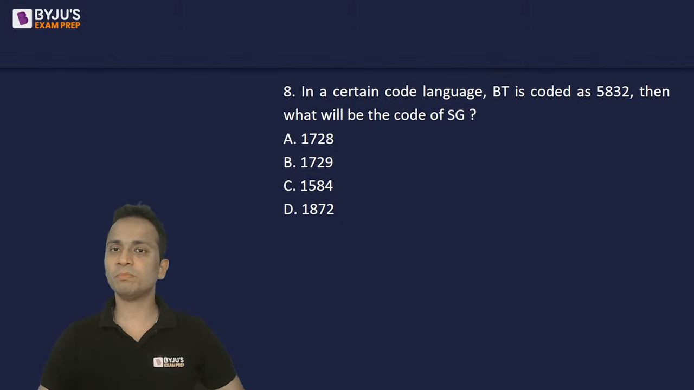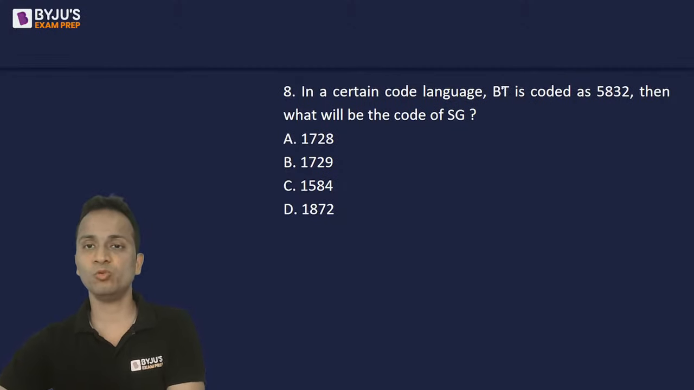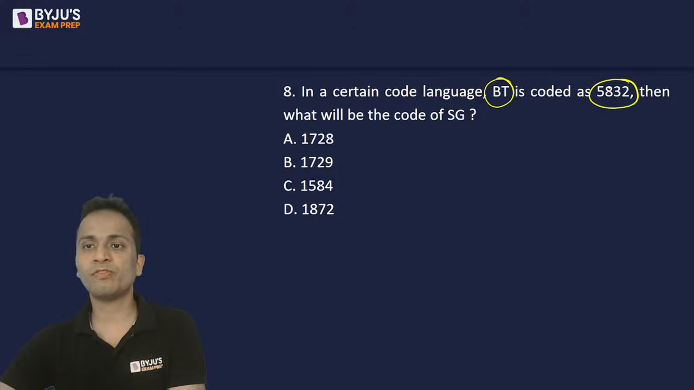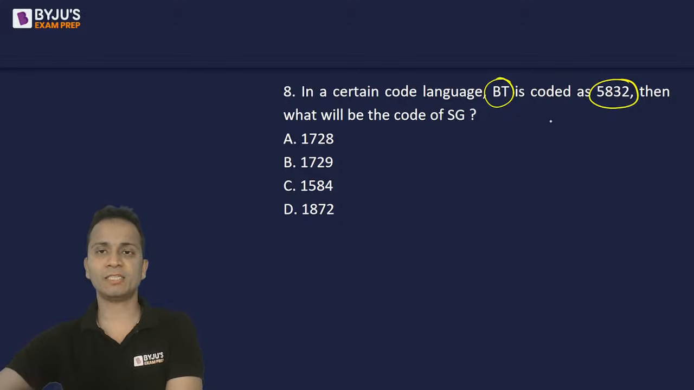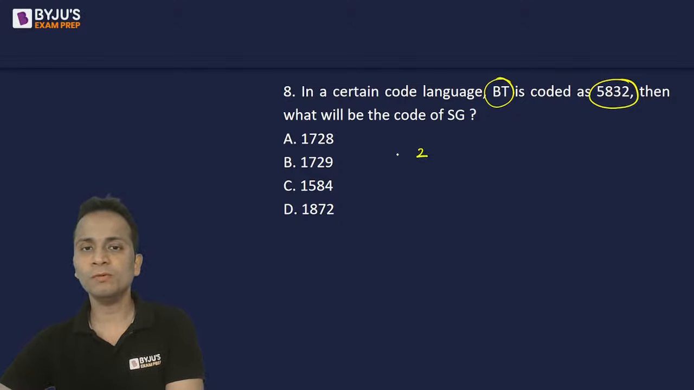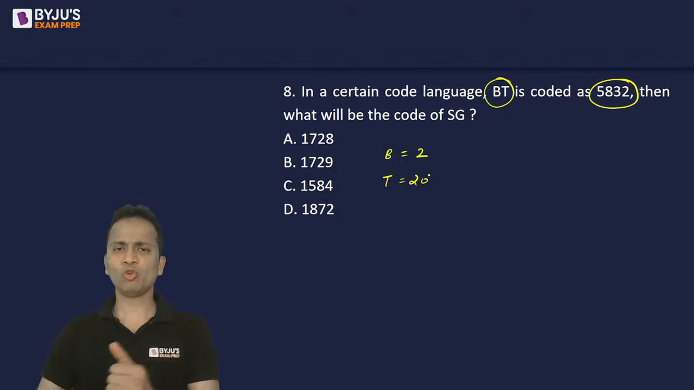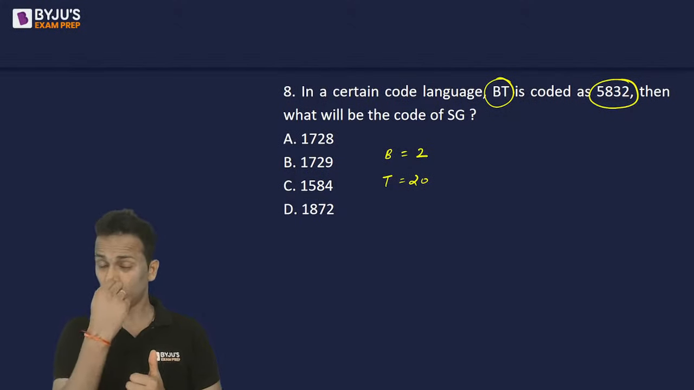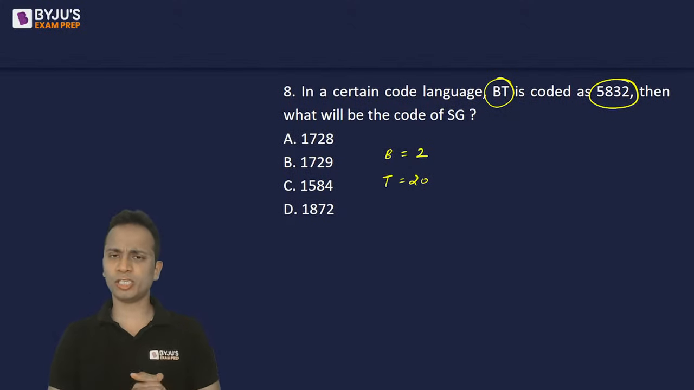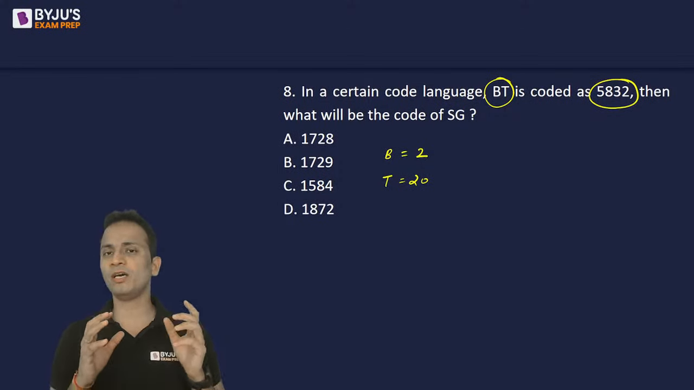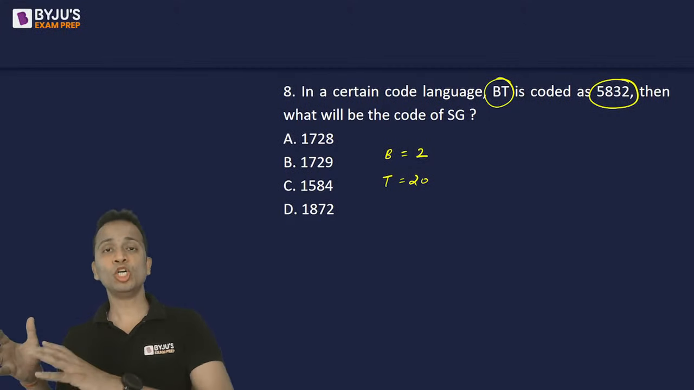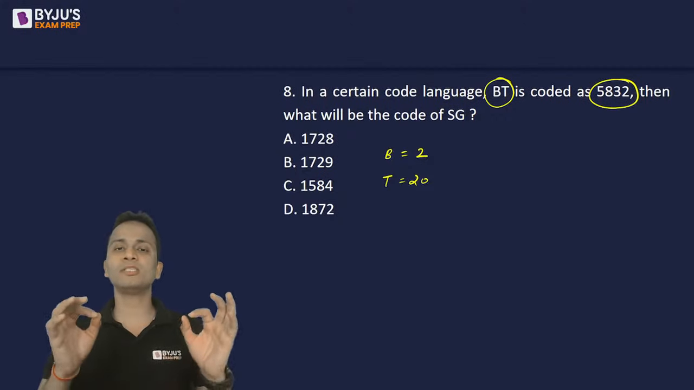So in a certain code language, BT is coded as 5832. Now how is this set of alphabets related to 5832? Let's have a look at it. Now B is number 2 and T is 20. Now using 2 and 20, it's difficult to make 5832. So there should be some proper logic here. First of all, let me add these two numbers. This number 5832 should be somehow related to these two numbers, 2 and 20.